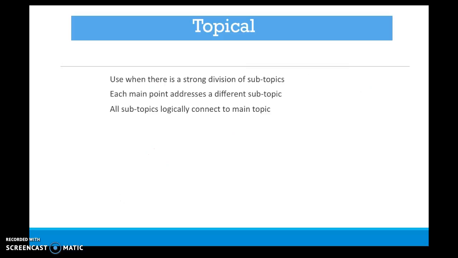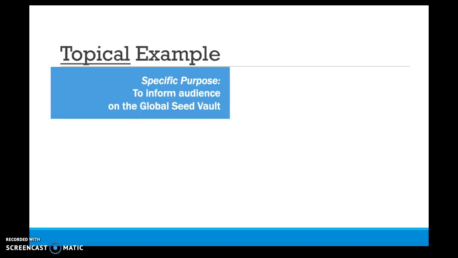The next is topical order, also called categorical. This is when there is a strong inherent or traditional division of subtopics within the main topic itself. Main points can go in any order when it's topical, and this organizational style allows the most freedom. So, think about this. Can you think of an example that would use topical strategy? A lot of different speeches can.